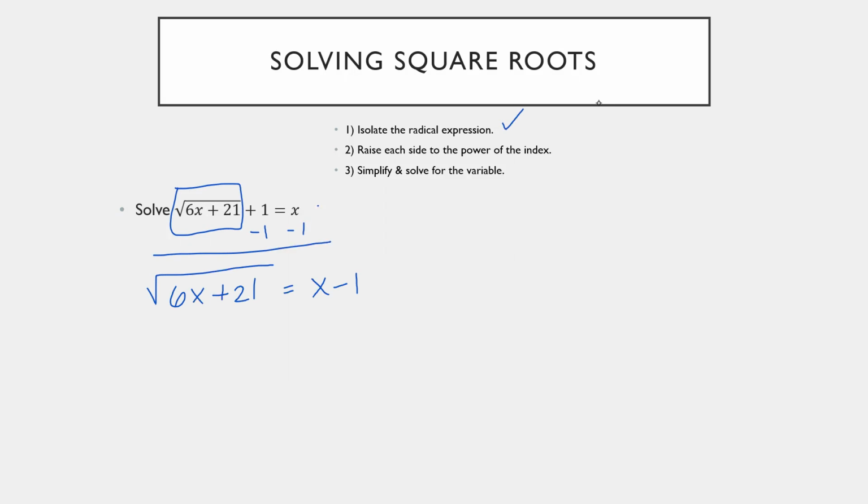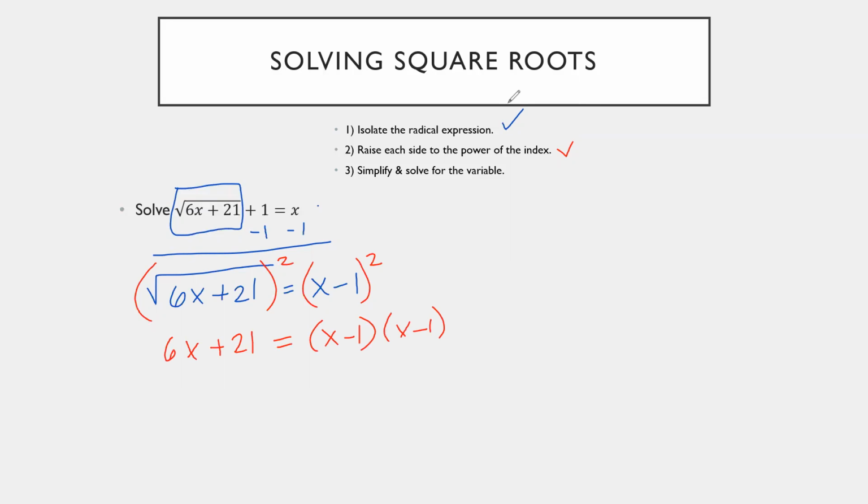Then raise each side to the power of the index. Since this is a square root, we're going to square both sides. And this is where things get tricky. The left-hand side is squaring a square root, so we're going to get the radicand, 6x plus 21. But what's tricky is x minus 1 squared literally means x minus 1 times x minus 1. So I want you guys to physically write this out, because when something is squared, that means you have to multiply it by itself 2 times.